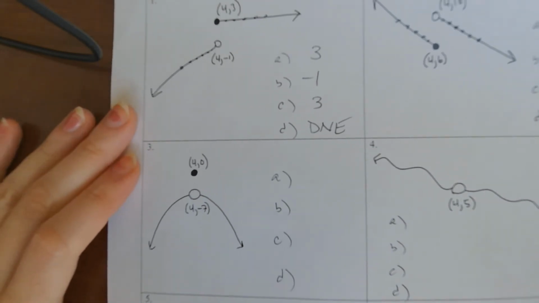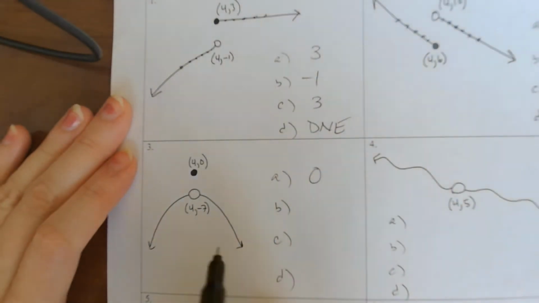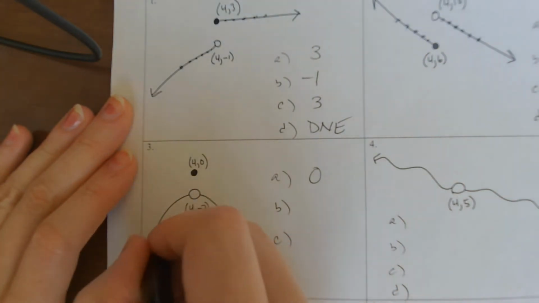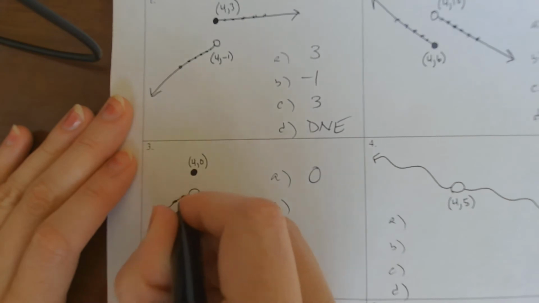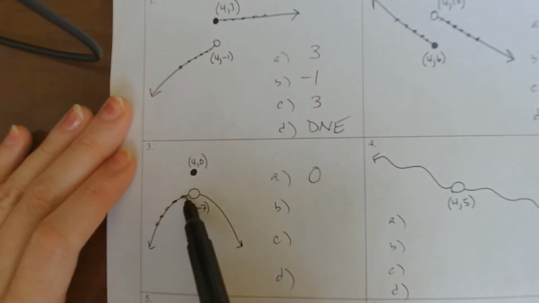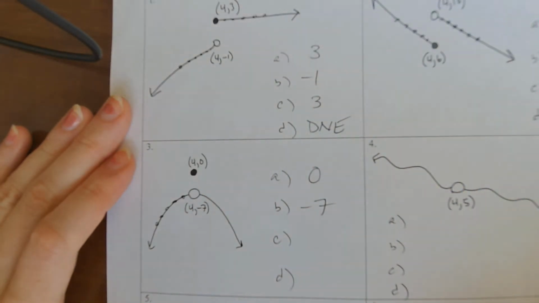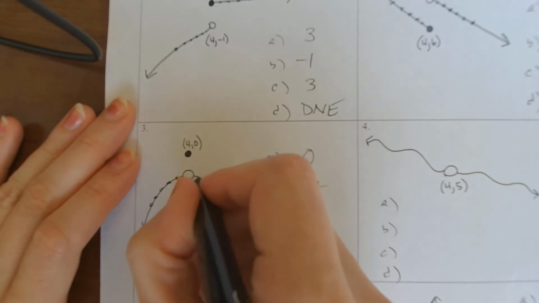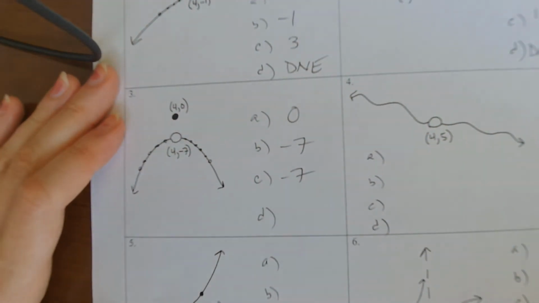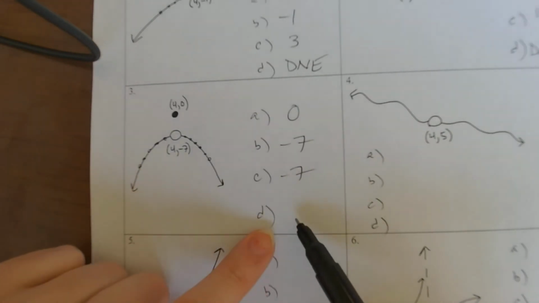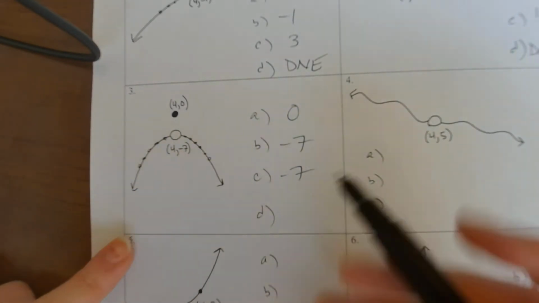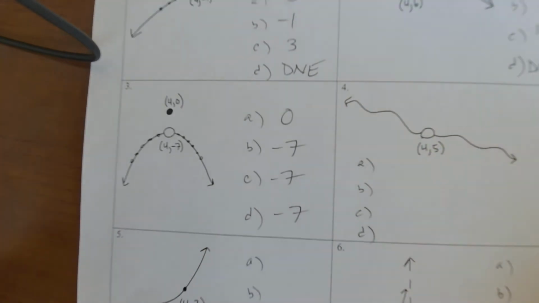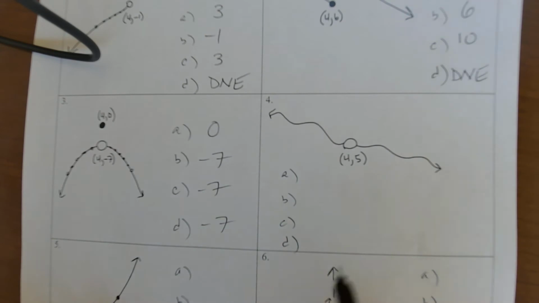Okay, this time when x is 4, y is 0 because I'm looking for that filled in dot. Okay, approaching 4 from the left. The y's are approaching -7. Approaching 4 from the right. The y's are approaching -7. So that means that the limit itself is -7, because the left hand and right hand limits are both -7. So the limit itself is -7.